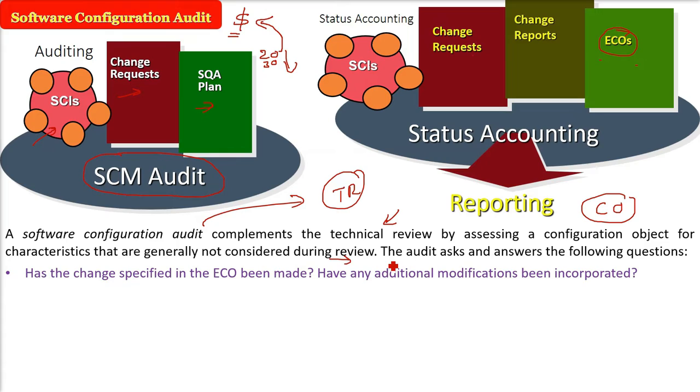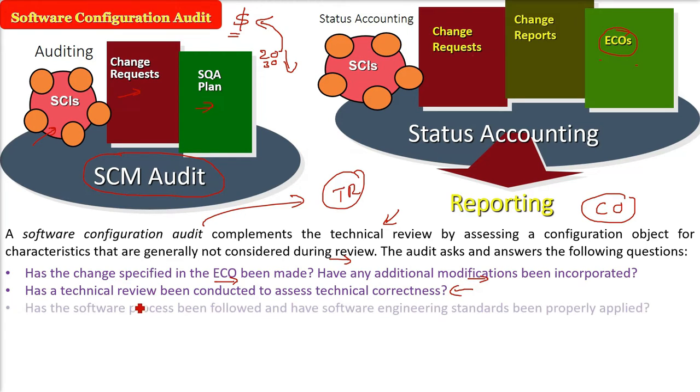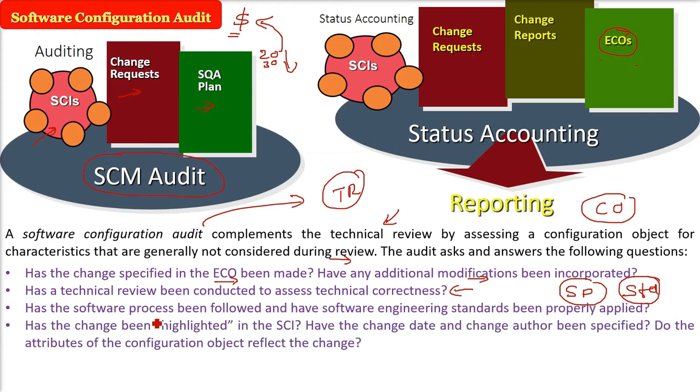First, I'll talk about the ECOs, the engineering change orders. Has the change specified in the ECO been made? Does the change happen? Have any additional modifications been incorporated? Along with this, has additional modification been done or not? Has a technical review been conducted to assess the technical correctness? You have done the modification, whether it is correct or not. Has the software process been followed, and have software engineering standards been properly applied? Is it not bug fixing? You have applied everything that is desired.